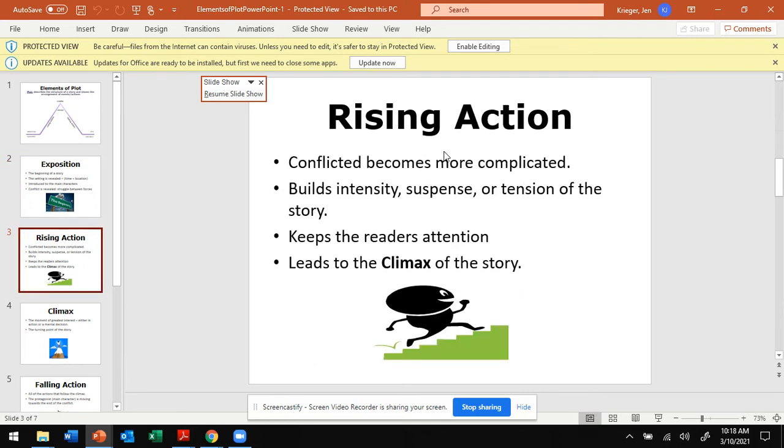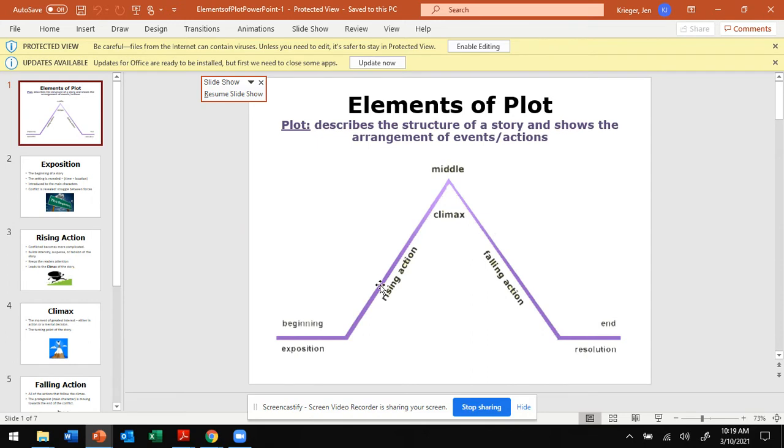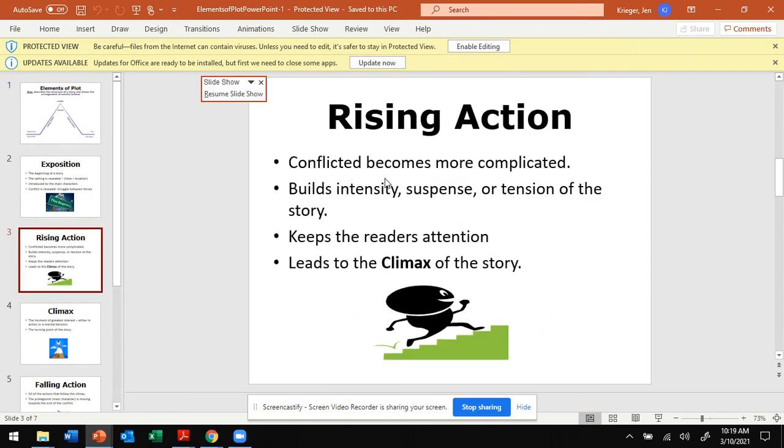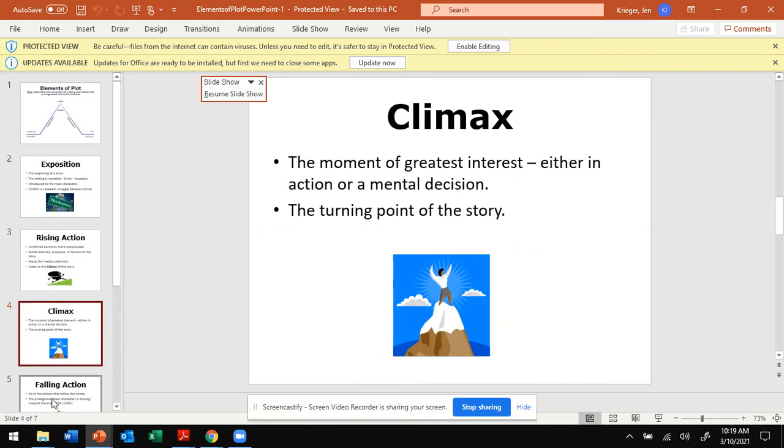After that introduction or exposition, we meet the character, we meet the setting, we learn about what's the main problem in the story. Then we go up that mountain, okay, right here. And then we call it the rising action. In the rising action, that conflict becomes a little bit more complicated. It builds some intensity, some suspense or tension. It keeps us, the reader, very attentive, and it leads to the climax of the story.